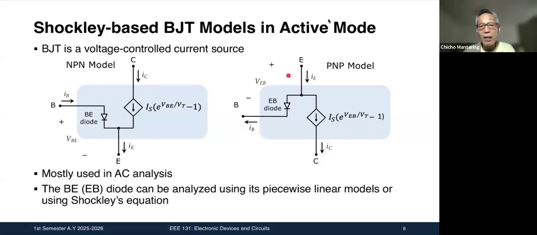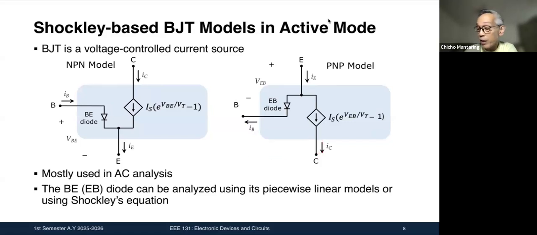This is the PNP model. Again, take note, in the PNP model, we draw the emitter on top, the collector below. We're talking about the emitter-base diode here, which is forward biased. This is your voltage-controlled current source, where this current source depends now on the value of VEB. So the emitter current is inward, the base current is outward, the collector current is outward.